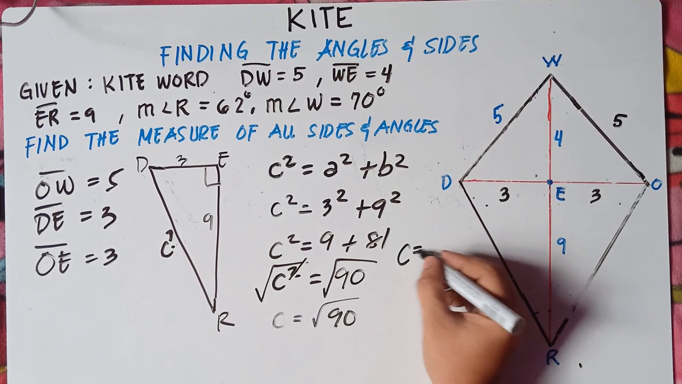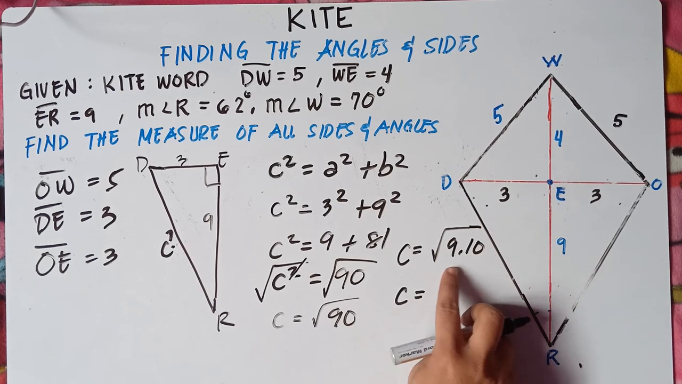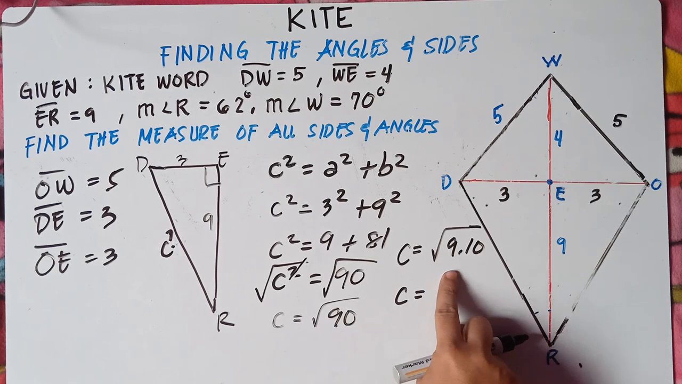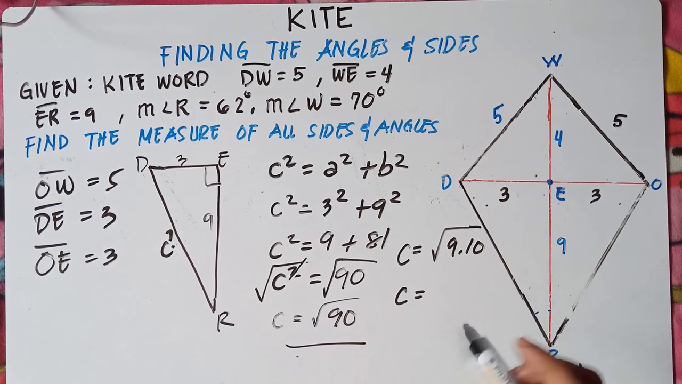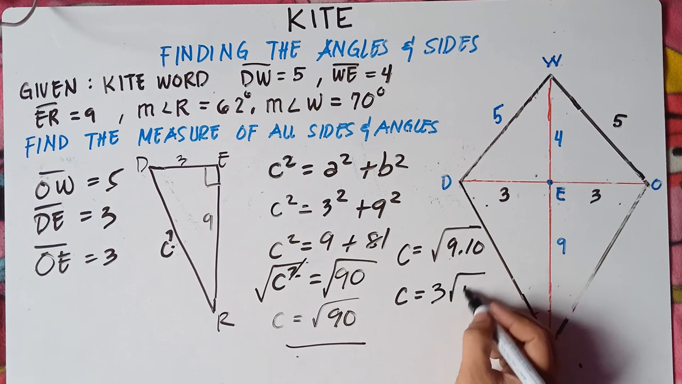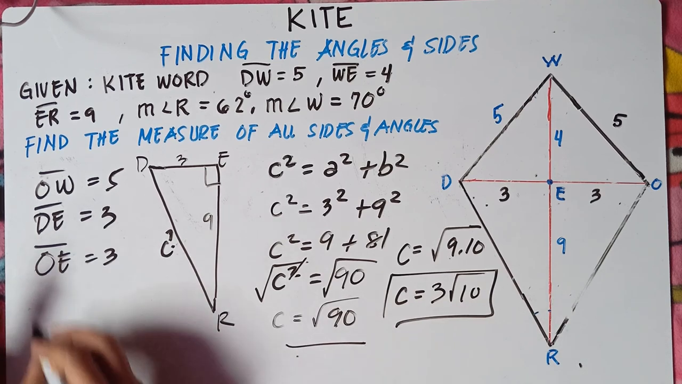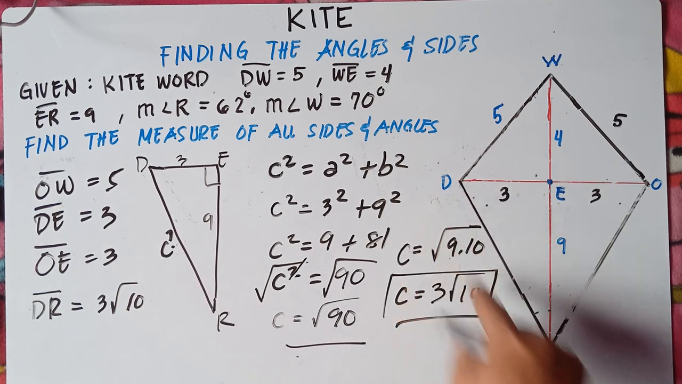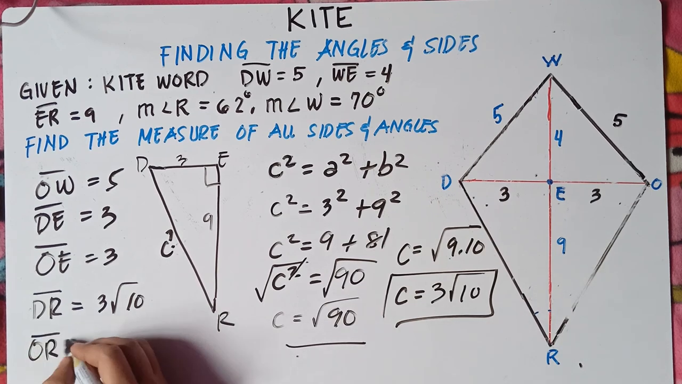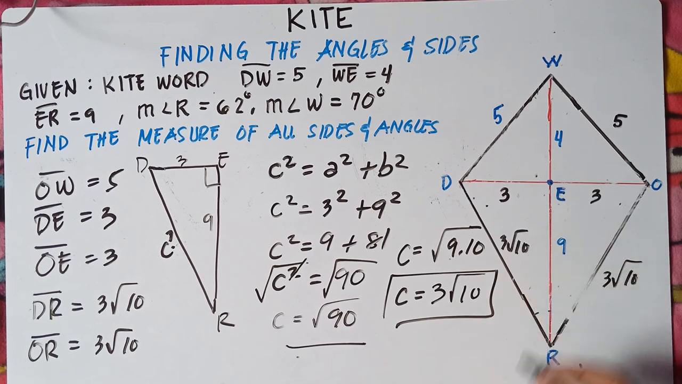So we can write this as the square root of 9 times 10. The square root of 9 is 3. Copy square root of 10. Square root of 9, you put it outside, that is 3, and copy square root of 10. So 3 square root of 10. Therefore, DR is equal to 3 square root of 10. If DR is 3 square root of 10, therefore OR is also equal to 3 square root of 10. This will be the same.